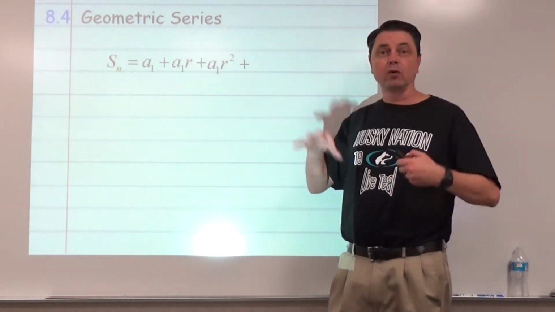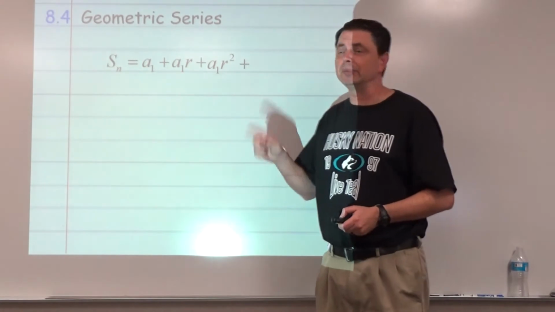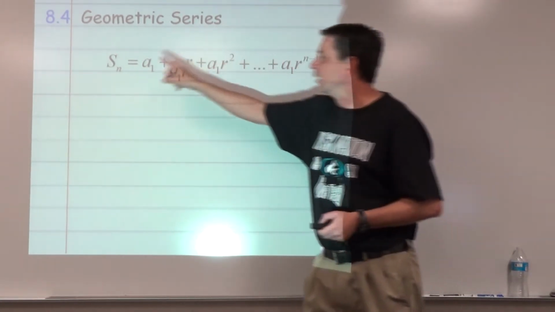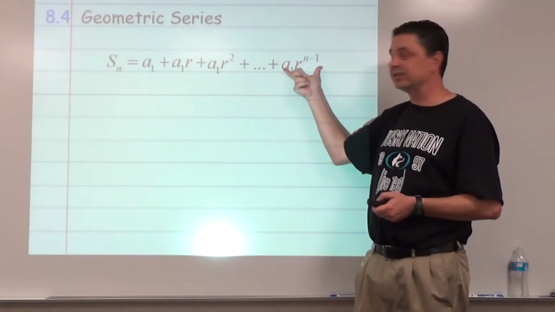And then remember, our formula for the geometric was a sub 1 r to the power of n minus 1. That would be our last term. So that would be the nth term right there. Because remember, a sub n was the formula.